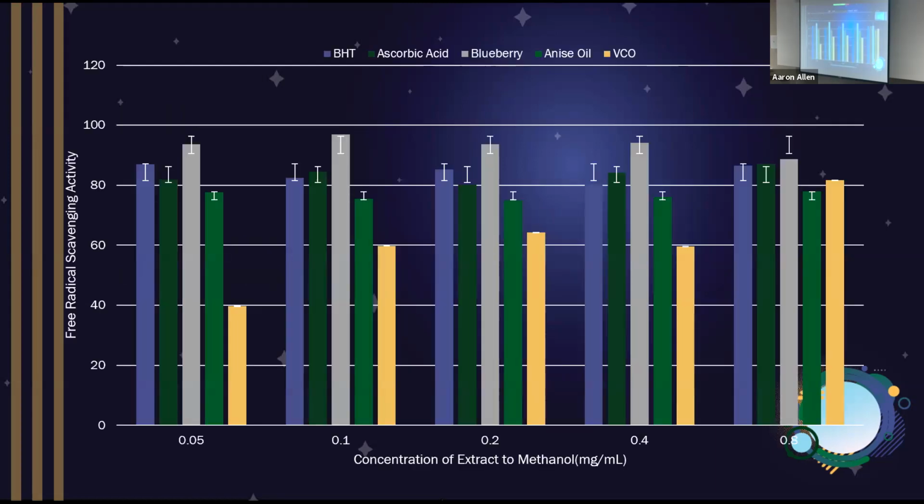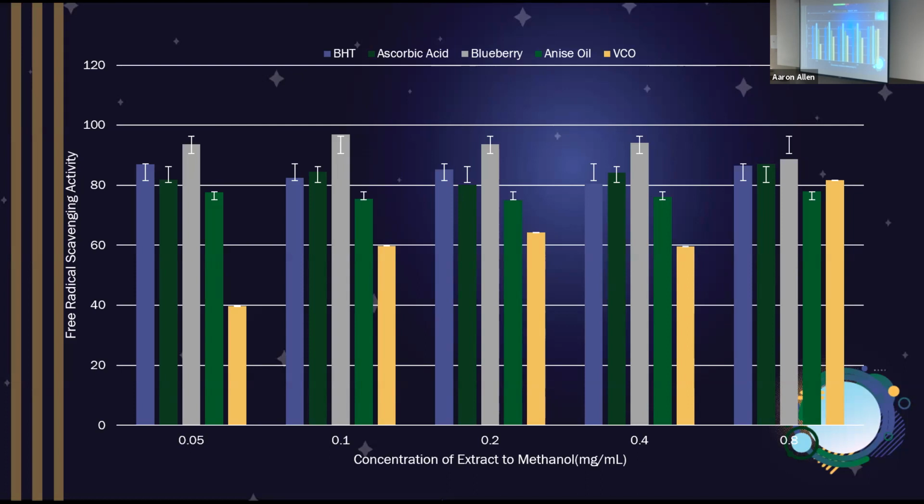So the first graph here is our free radical scavenging activity assay, and that was the DPPH assay. Our y-axis is showing how much free radical scavenging was able to happen, and the higher the free radical scavenging activity, the better. And then the concentration of the extract, I looked at 0.05, 0.1, 0.2, 0.4, and 0.8 millimolar concentrations of each plant extract. I did compare this to a known chemical standard, BHT, which is good at scavenging free radicals, and then ascorbic acid, which is vitamin C, which is also known to be very good at scavenging free radicals as well.